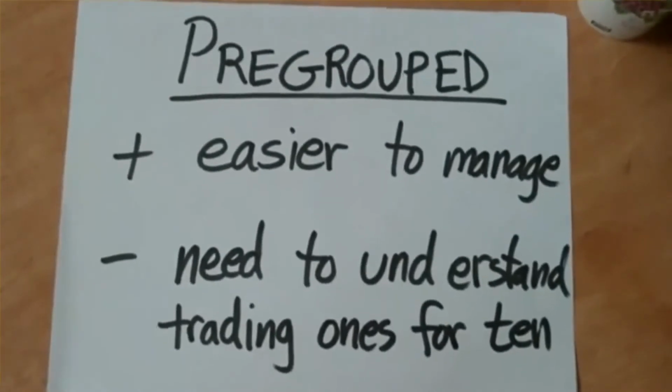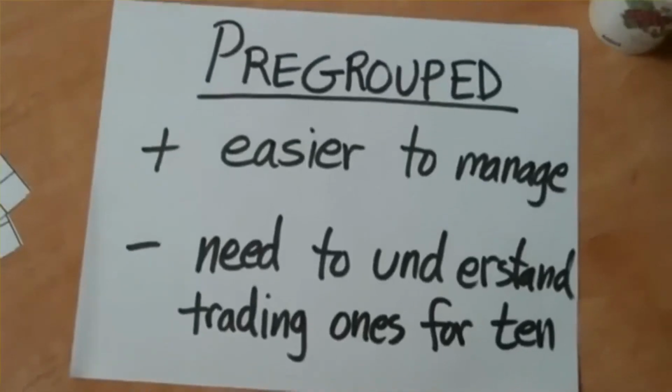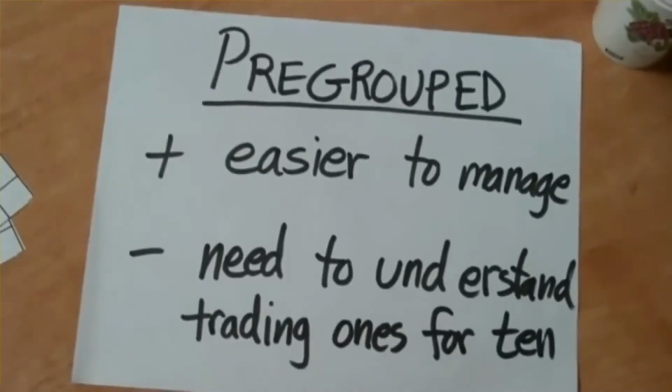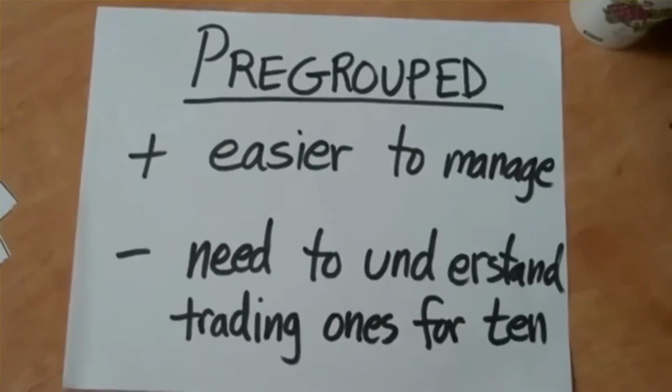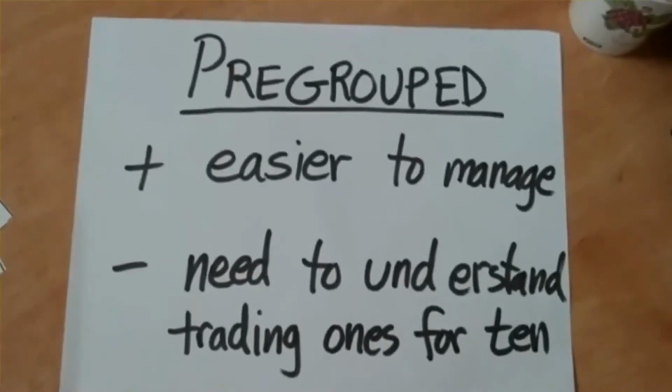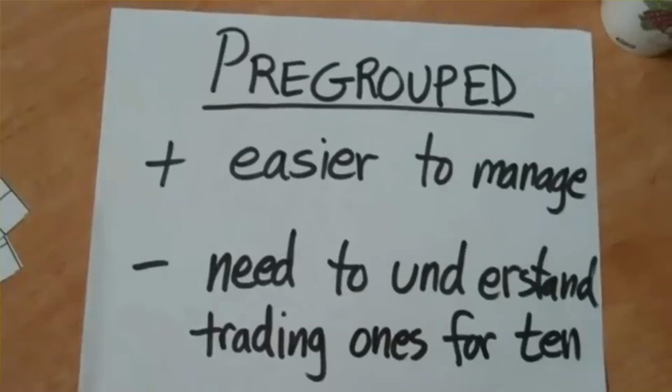The downside is students need to understand this idea of I can trade 10 ones in for one 10, and that's not necessarily an easy idea. So these are models we tend to use later with kids once they've had lots of times to do that grouping and start getting the unitizing concept down.